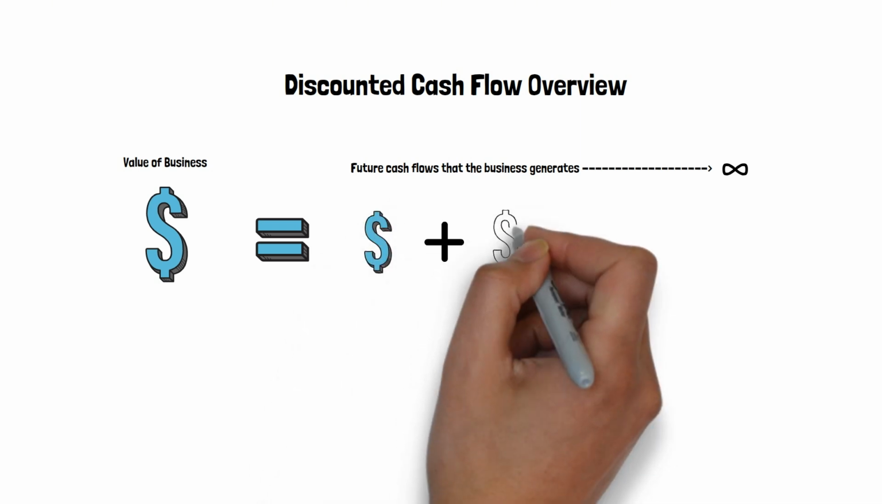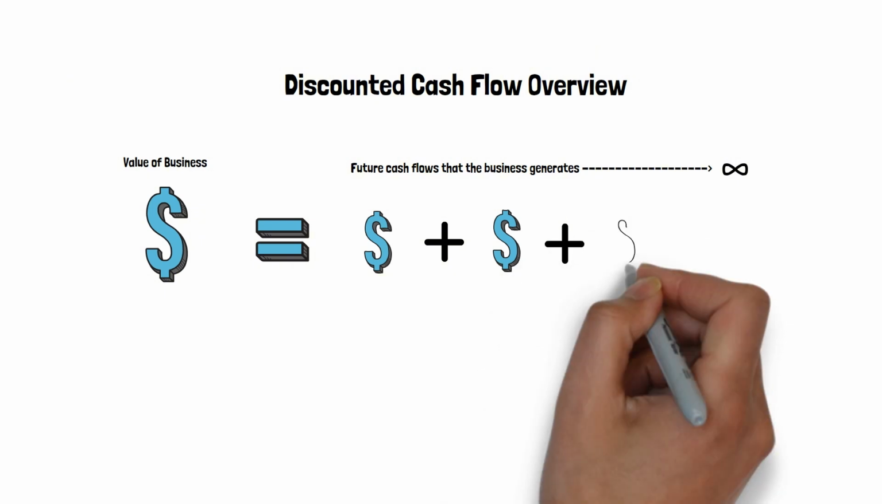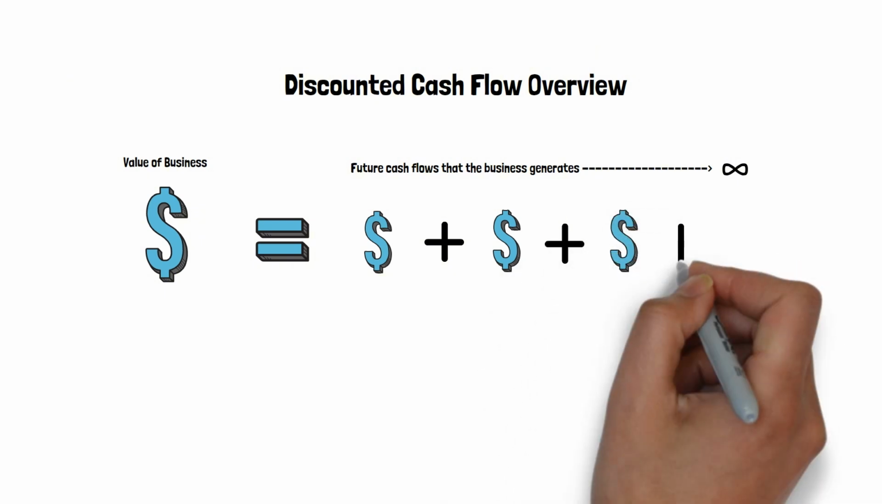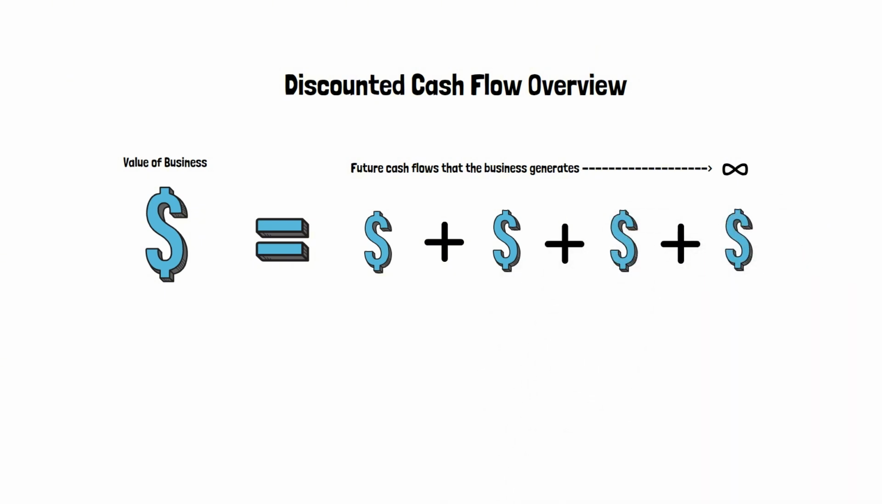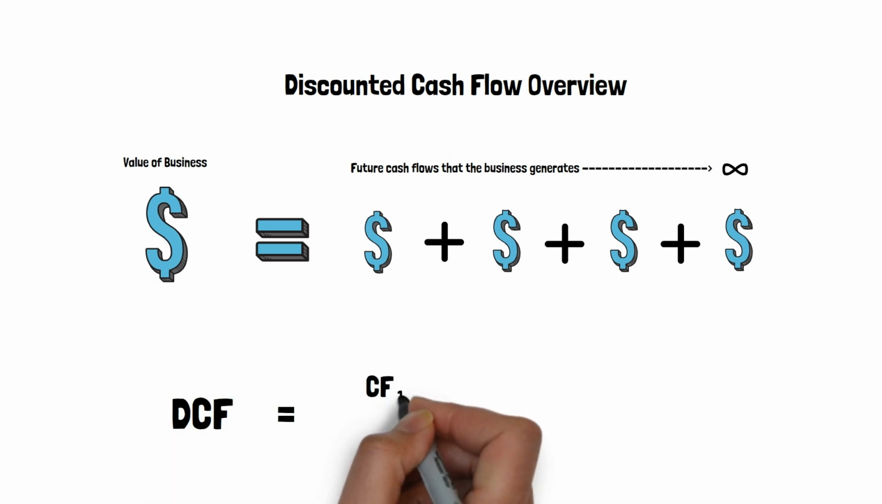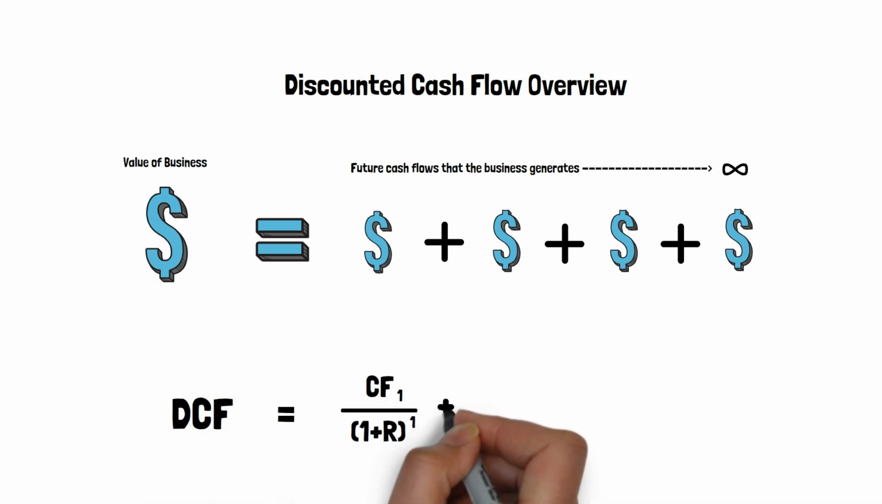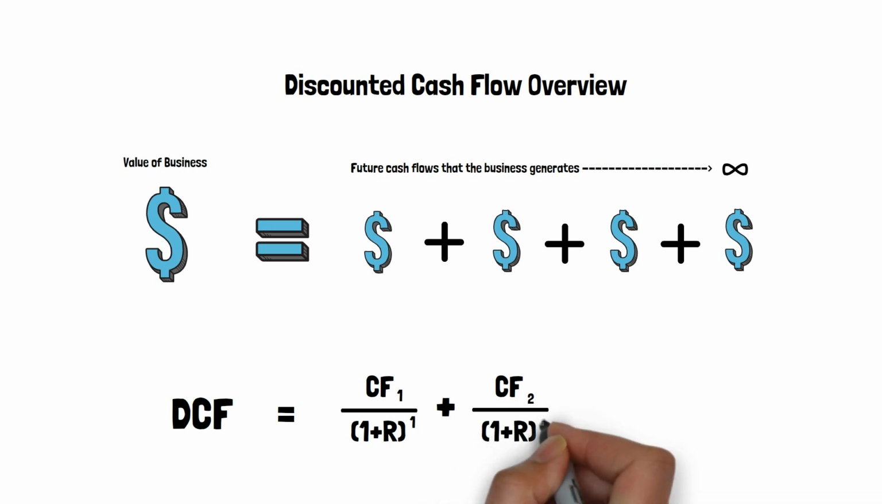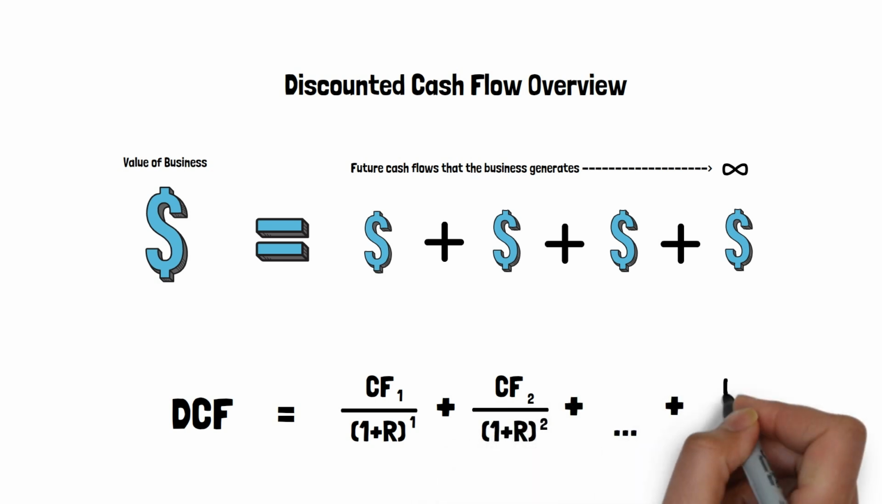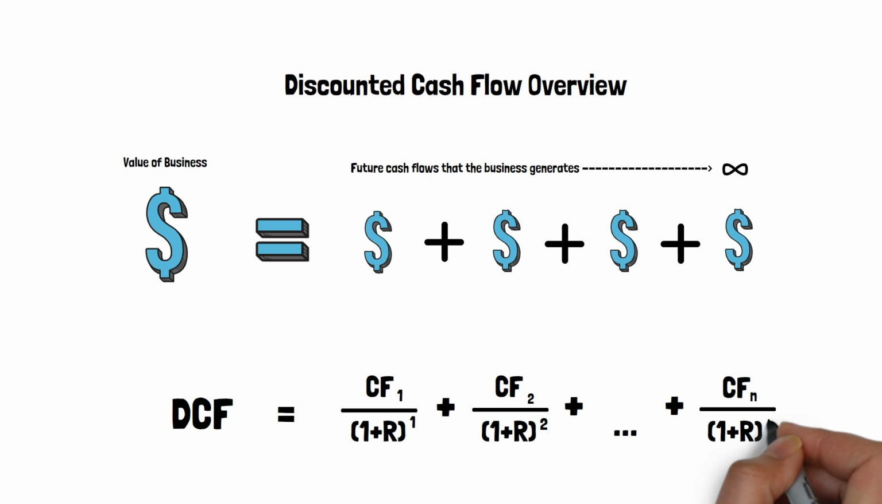A discounted cash flow is the summation of all future cash flows discounted today using the following formula. Project out 5 years of cash flows plus a terminal value. Then discount each of those 5 cash flows and the terminal value to today, add them together to get your discounted cash flows.